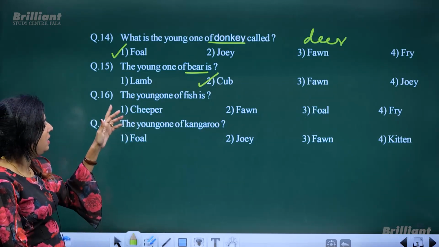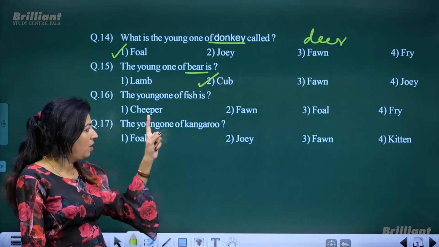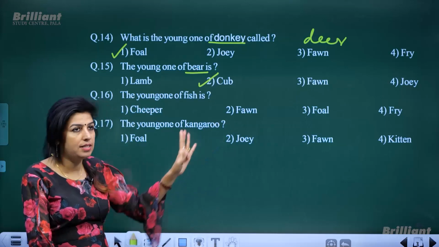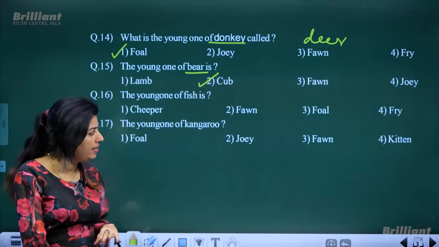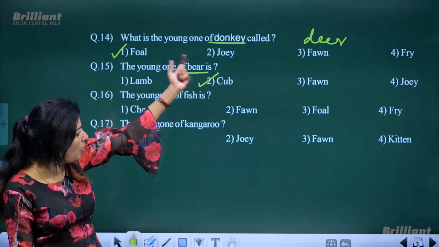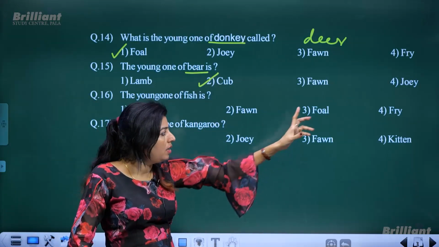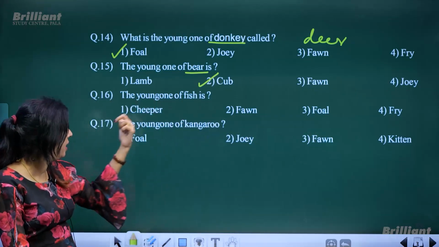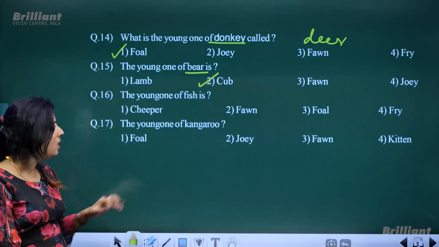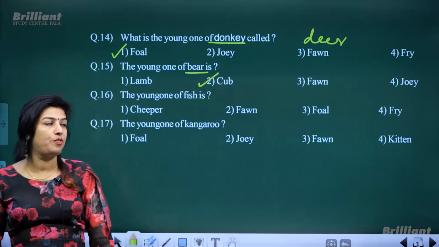Now next is the young one of fish. Is it cheaper? Fawn. Fawn cannot be taken since I gave you the expression twice. Then foal also we got it for donkey. Young one of donkey is called foal. So fawn and foal cannot be taken. Then we have to choose between fry and cheaper. Cheaper actually is a term used for young ones but not for fish.